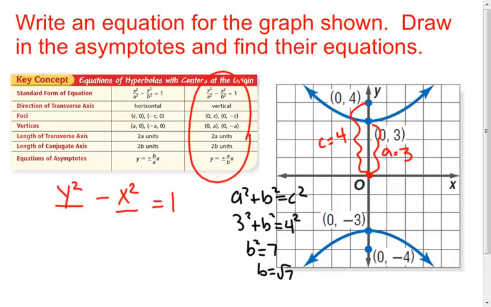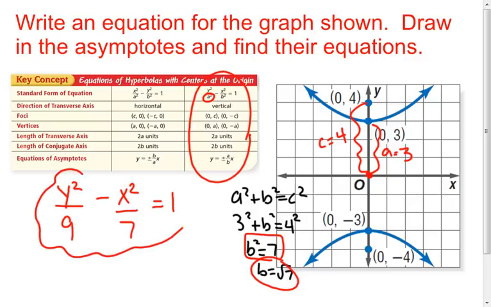But when you're looking in your little formula over here, what goes under here is a squared. Well, I know a is 3, so a squared is 9. And then I just solved for b, and I found that b was the square root of 7, but b squared, of course, is 7. So that is what that equation is going to look like. And so here is your equation for this hyperbola right here.